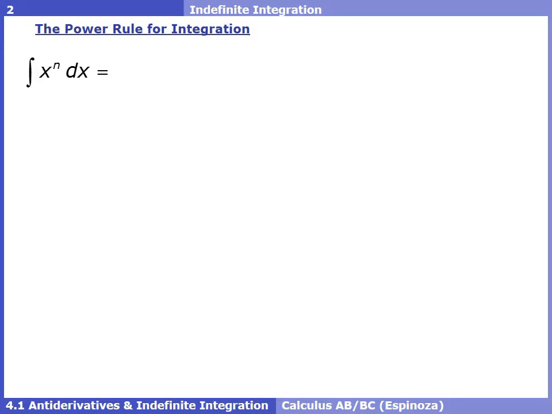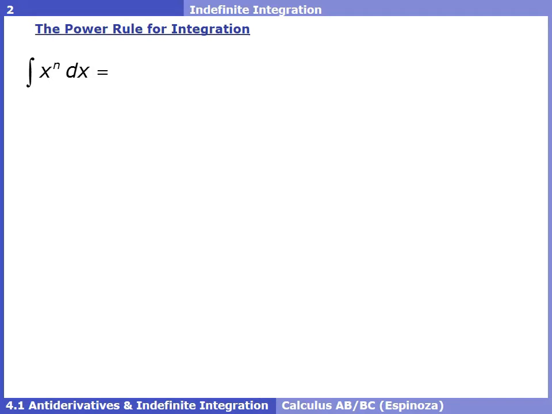Okay, so the good news about integration is we're not going to learn the long way of doing it like we did with differentiation. We're going to just jump straight to something called the power rule for integration, and it's going to feel a little bit like the power rule for differentiation, but of course it can't be the same since we're undoing a derivative here.